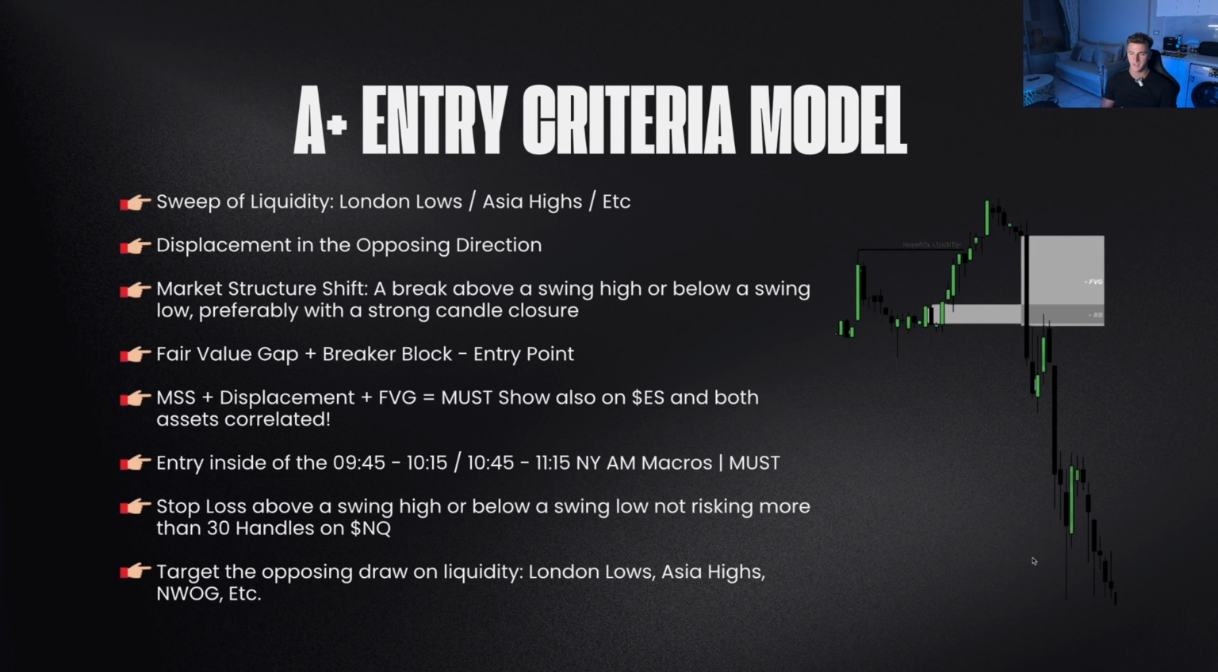Number four, you want to have a fair value gap which is overlapping with a breaker block. Now, I know this is referred to as the unicorn model.